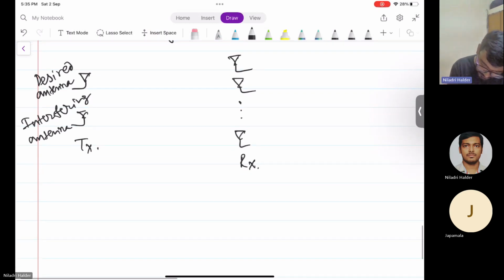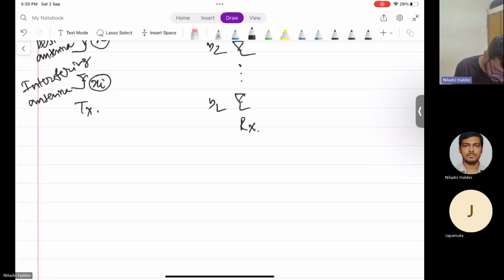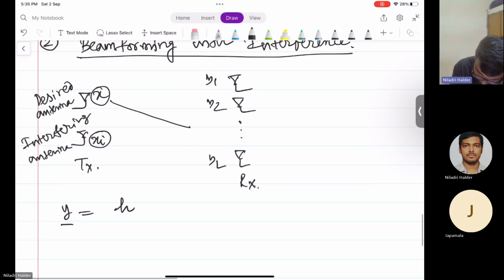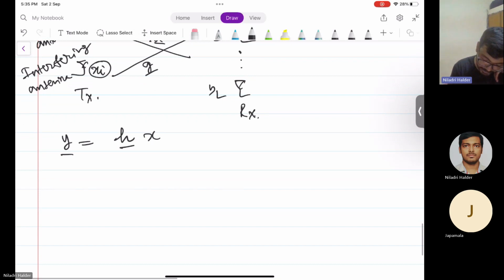This is the interfering signal xi and x is the desired signal. Okay, so now what should be the received vector y? Y is equal to h. From the desired antenna to all the receive antennas the channel vector is h, and from the interfering antenna it is g. So y equals hx plus g xi plus n.